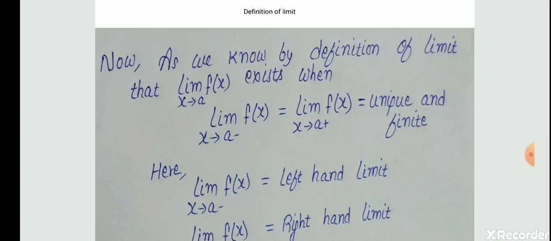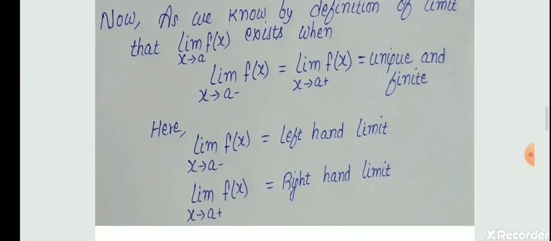tends to a from left is equal to limit f(x) x tends to a from right is equal to unique and finite. Here limit f(x) x tends to a minus is limit f(x) x tends to a from left, and limit f(x) x tends to a plus is limit f(x) x tends to a from right. Limit f(x) x tends to a minus is known as left hand limit, and limit f(x) x tends to a plus is known as right hand limit.